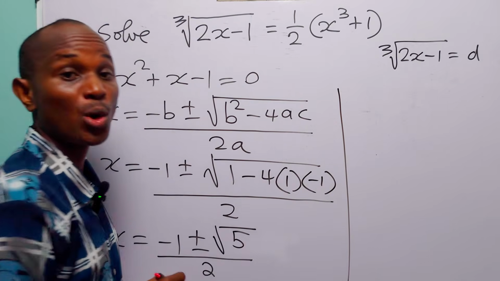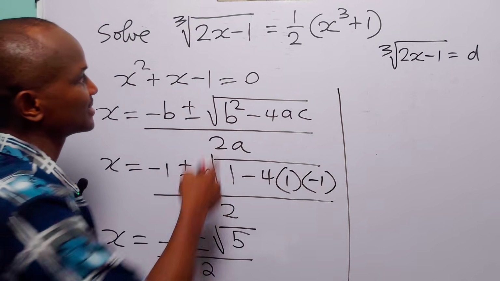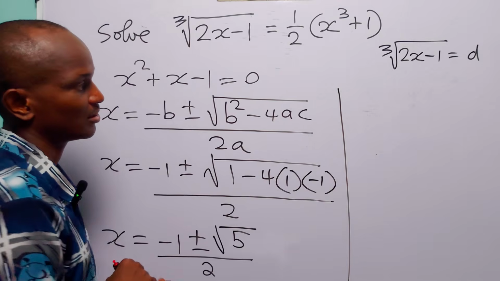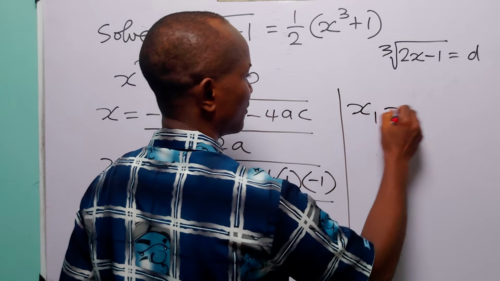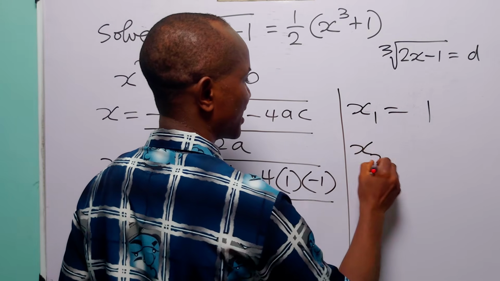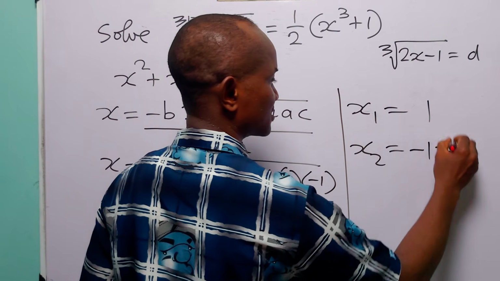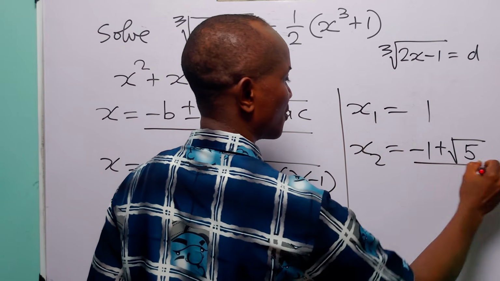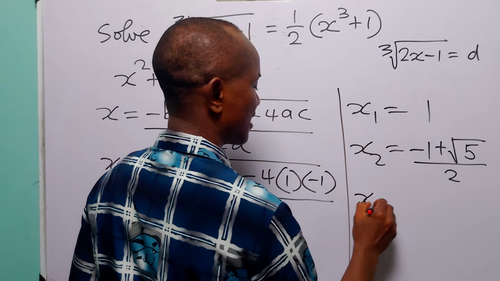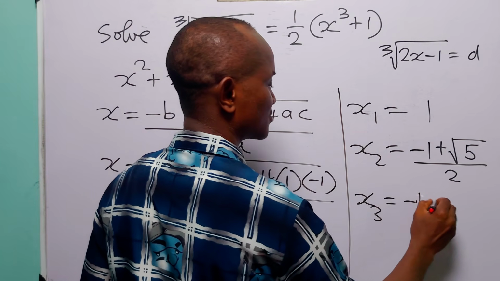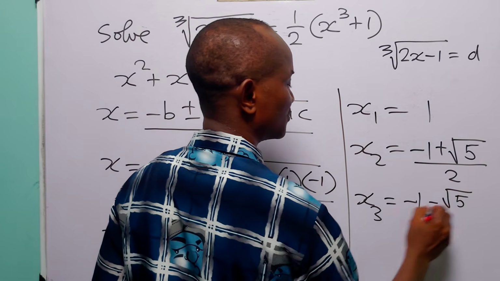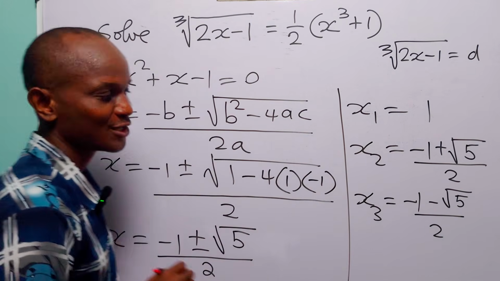So finally, we have all the three real values of x that satisfy this equation. We have x equal to 1. We have x equal to (minus 1 plus root 5)/2. And we have x equal to (minus 1 minus root 5)/2.